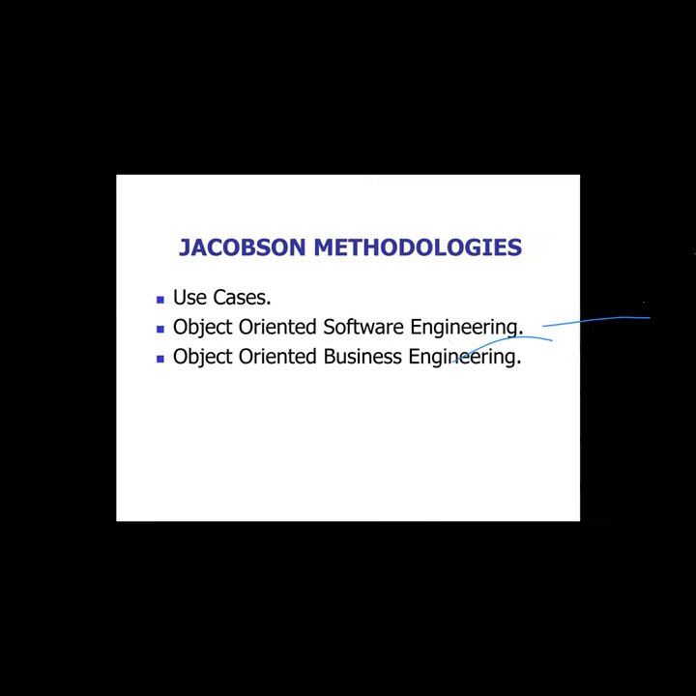The next, third author is called Ivar Jacobson. The book we are following now, Object-Oriented Analysis and Design by Ali Brahmi, is also based on Ivar Jacobson's book, which is his own. So what is Jacobson's role in object-oriented analysis and design? He proposed use cases, he proposed object-oriented software engineering concepts, and he proposed object-oriented business engineering concepts. So the use case models are proposed by Jacobson, and the remaining 6 diagrams are proposed by Booch.